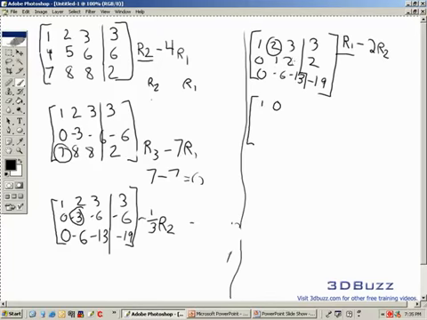Right, so 3 minus 4 is negative 1. And then, again, 3 minus 4 is negative 1. Row 2 doesn't change, and row 3 doesn't change. So, there you go.